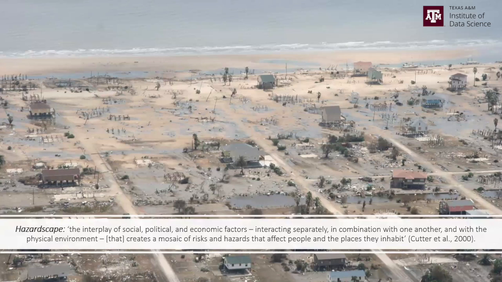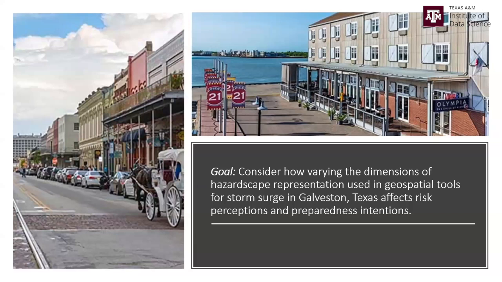So this perspective, yes, it puts the focus on the physical hazard, but also recognizes that the hazard only can become a disaster when you think about that natural event in the context of social, political, and economic factors. So the primary goal of my work has been to consider how varying the dimensions of hazardscape representation in various geospatial tools for storm surge in Galveston, Texas affects risk perceptions and preparedness intentions.